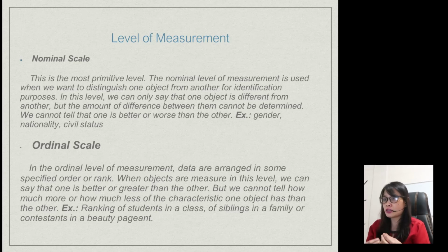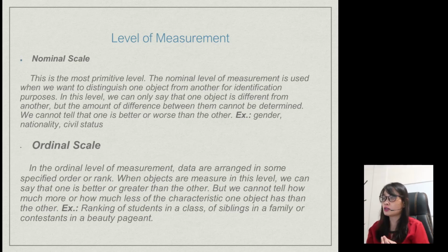So in short, in other words, when we say nominal scale, you are referring to gender, nationality, civil status. Okay? You cannot compare between them. You cannot determine, because we're talking about categorical. So that's nominal. Okay? So in other words, when we say nominal scale, you're referring to categories.